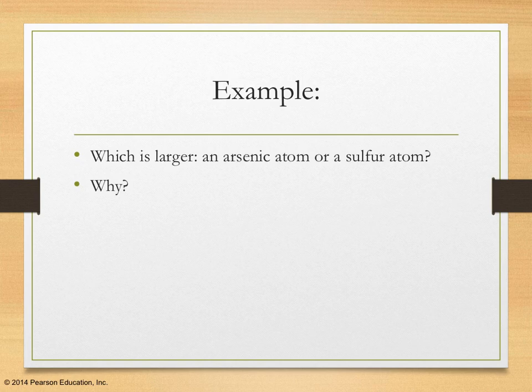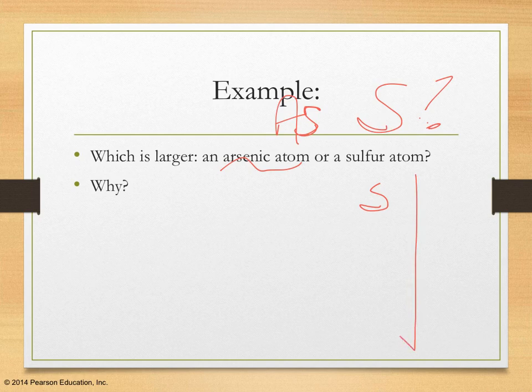Let's try another one. If this was a mini essay question, let's see if you can answer it. Which is larger, arsenic, which has a symbol of AS, or sulfur? So look where they're located in the periodic table, and of course I'll give you a hint here. They're in the same family or group, vertical group. Sulfur is towards the top, arsenic is farther down. So which one is larger, and maybe more importantly, why?